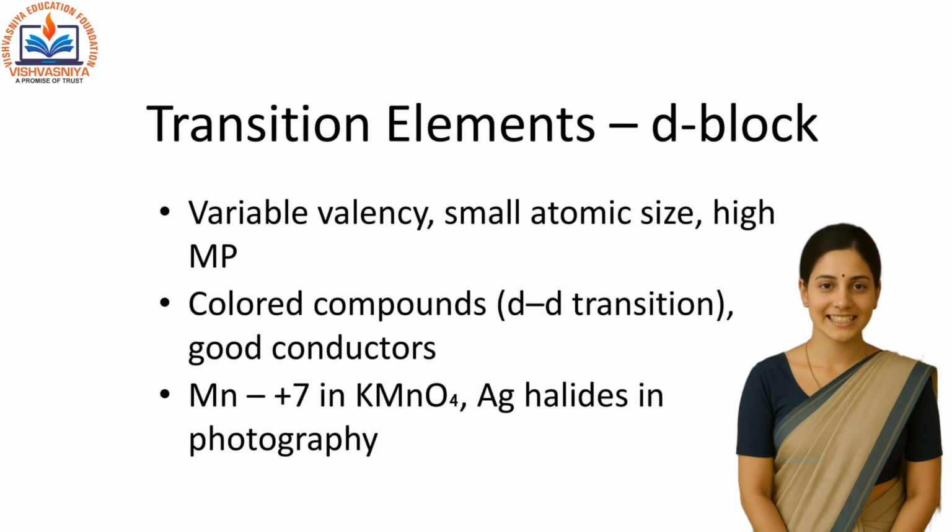Transition elements: d block. High melting points, small atomic sizes. Show variable oxidation states. Form colored compounds. Good catalysts. Example: KMnO4 has Mn in the +7 oxidation state. Photography uses Ag halides with sodium thiosulfate.